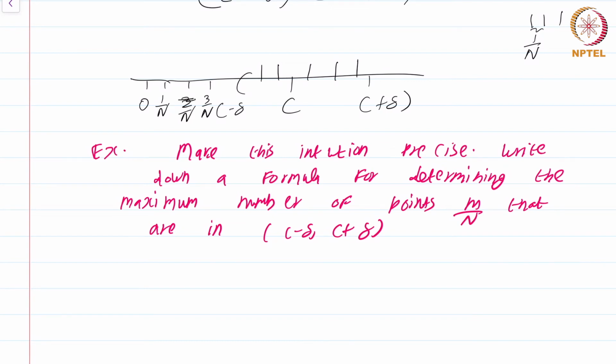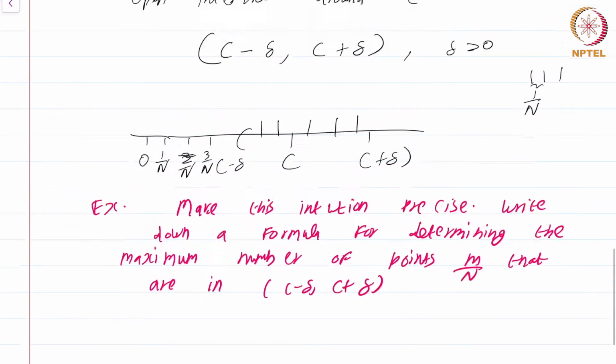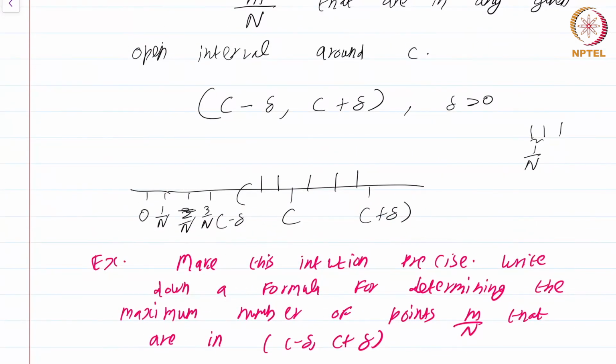Regardless of whether you are convinced by this ruling argument or if you want to make this precise, it's up to you. Regardless, I'm going to take it that you understand that in this interval C minus delta, C plus delta, there are only finitely many rationals m by capital N.